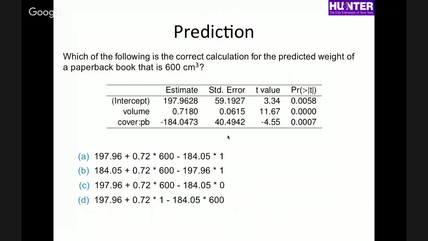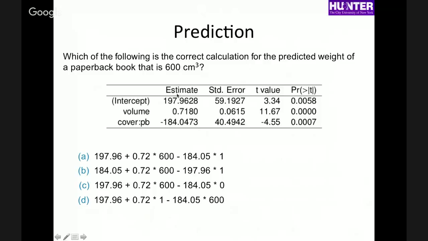I'm going to skip over this. I think you've got the hang of how to make predictions for this. You start with the intercept. I guess we can go through this quickly. A paperback book that is 600 cubic centimeters. What is the predicted weight?